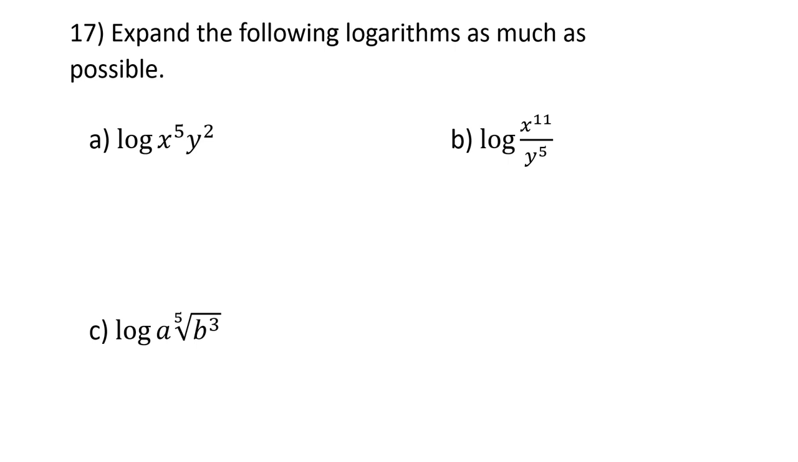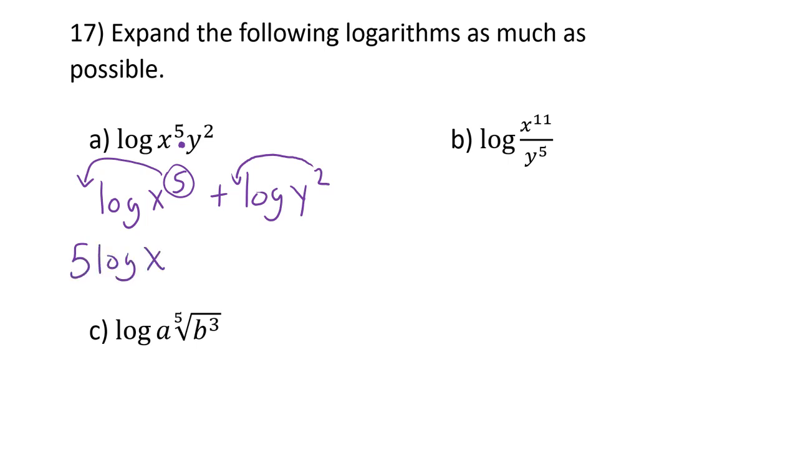Number 17, some of our review problems that you can help earn extra credit on your last test. It's asking us to expand. So here we have log x to the 5th, y to the 2nd. This means multiplication. So if we're expanding, we can write two separate logs with a plus sign between them to represent that multiplication. Then if you have a number in the exponent, we can move it to the front. So it's 5 log x plus 2 log y. You have now expanded.